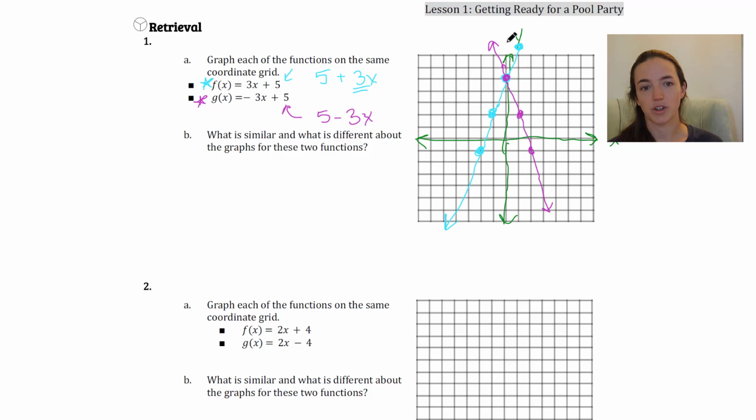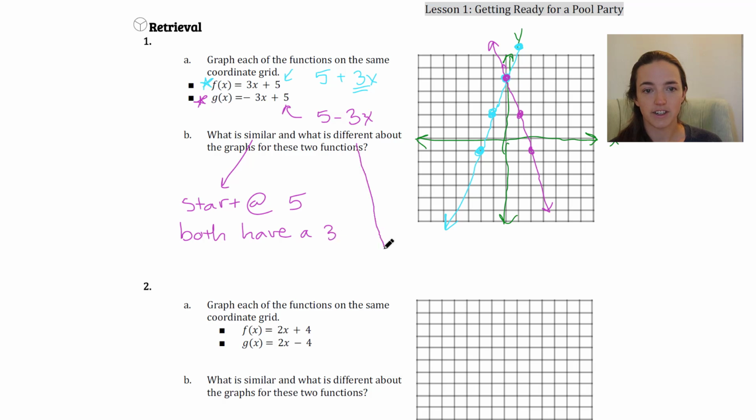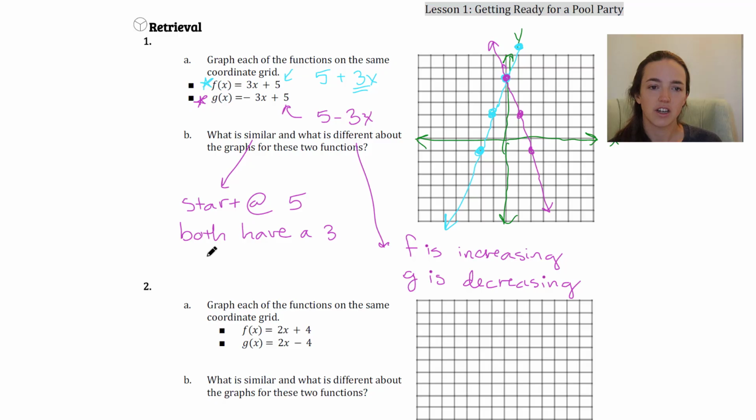Part B says what's similar and what's different about the graphs. Well, similar, they start in the same spot. Their starting value is 5. They both have a 3. But the main difference is that f is increasing, so adding 3, and g is decreasing, so subtracting 3. They're both linear as well. And there's probably other similarities and differences too. Feel free to add other details if you want.